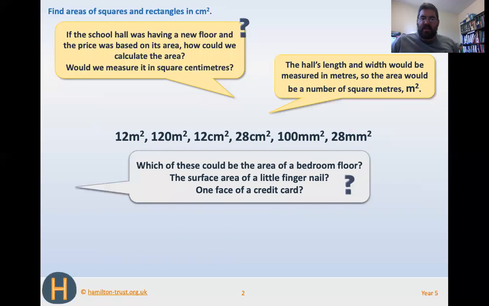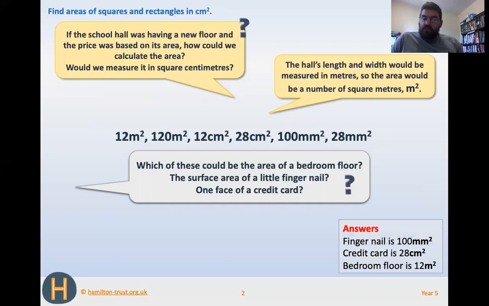How about some other things then? Here are some measurements. 12 meters squared, 120 meters squared, 12 centimeters squared, 28 centimeters squared, 100 millimeters squared, and 28 millimeters squared. Which of these could be the area of a bedroom floor, do you think? Which of them could be the surface of a little fingernail? Which of them could be the face of a credit card? I'll show you my credit card, but I'm sure you'll write down the number and then go and spend it. What do you think? Any ideas?